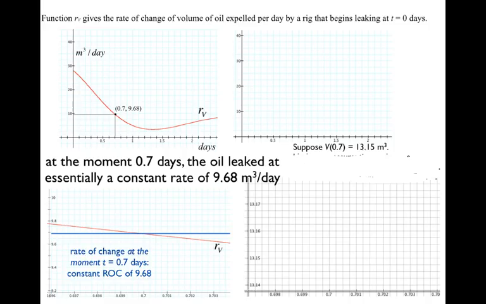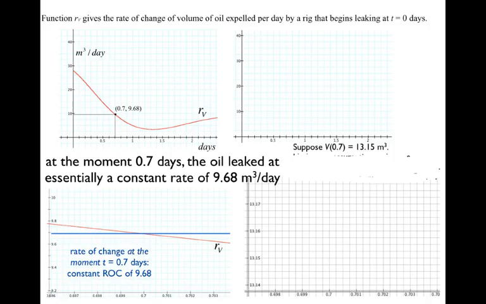And for a rate of change graph, constant means horizontal, right? It doesn't change. Because it's a small enough moment around 0.7, we can safely assume that with very, very little error, okay? And then I said, suppose that we know the amount at 0.7, it's 13.15 total meters cubed of oil spilled into the ocean in the first 0.7 days. So you've got 13.15 meters cubed of oil at 0.7 days.